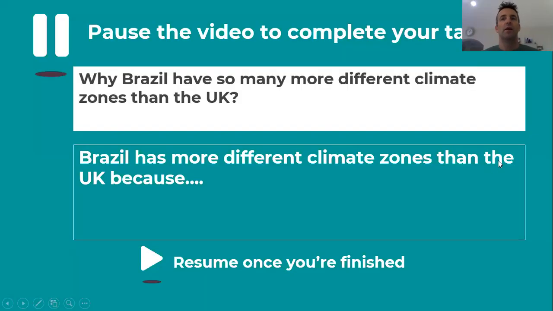So here's your task. Why does Brazil have so many more different climate zones than the UK? And you've got a sentence starter to help you here. It says Brazil has more different climate zones than the UK because... So think back to what you've just learned about the climate of Brazil and the climate of the UK. Why does Brazil have so many more different climate zones than the UK? Pause the video now and say or write that sentence to finish it off.